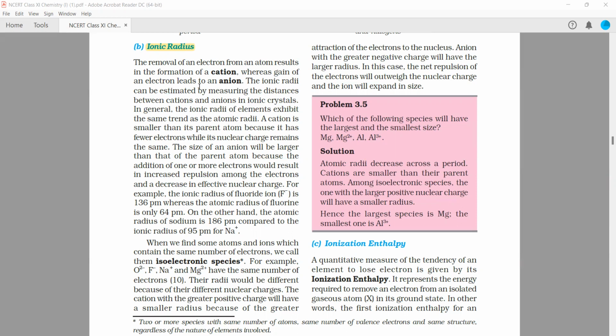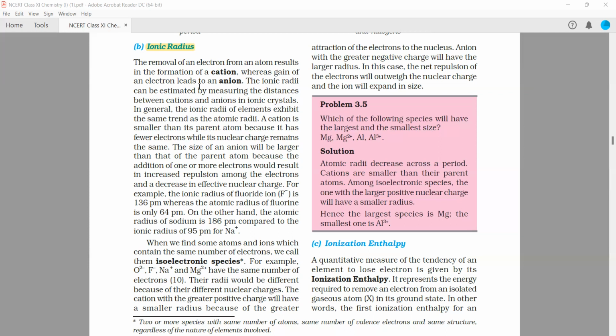And just opposite to that, what about the anionic radius? In case of anions, you have extra electrons, but you don't have an extra proton. So the negative charge is more in comparison to the positive charge, and hence there is not proper attraction of the electrons to the nucleus, and the electrons are spread far apart, and that is why the radius increases. So in case of anions, the ionic radius is greater than the parent atom.